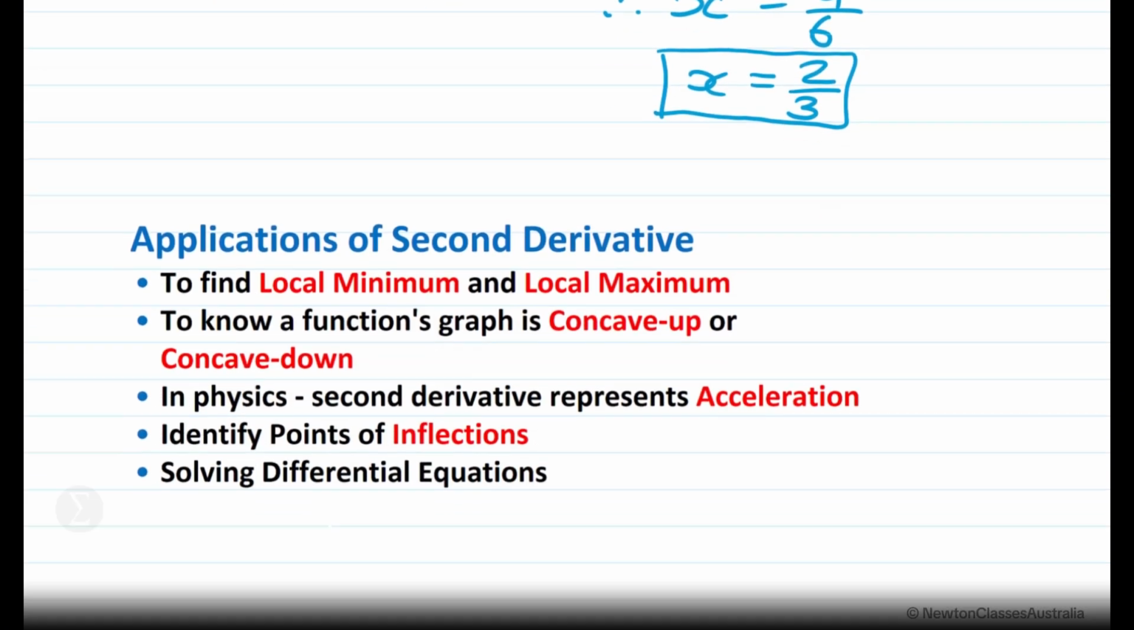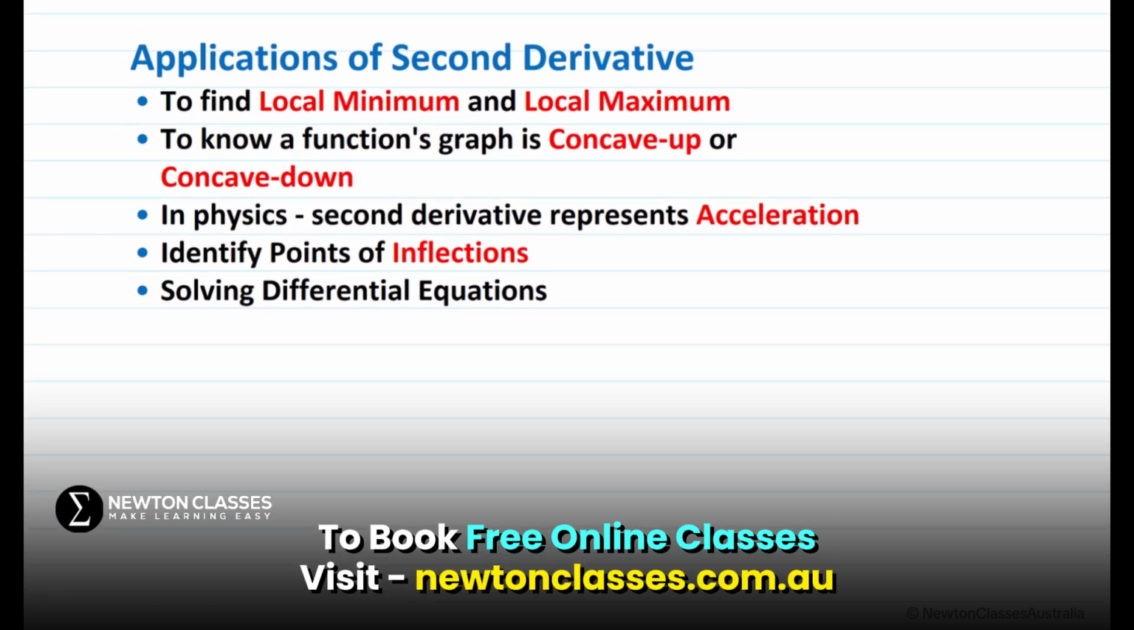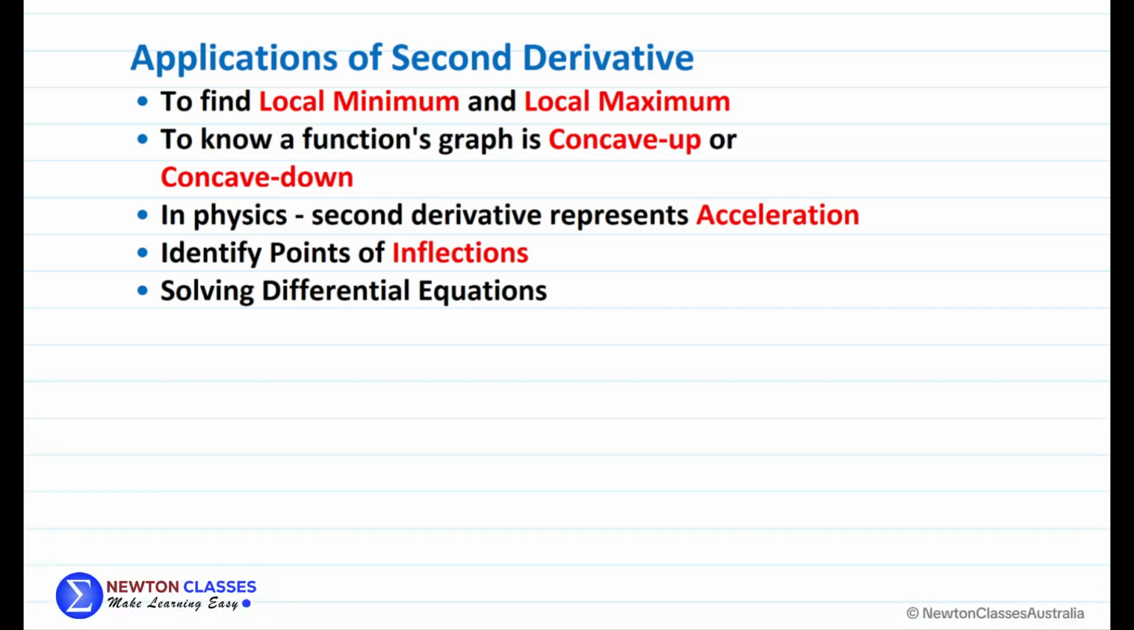Now, the second derivative can be used in various applications in maths as well as in physics. The most common application of the second derivative is to find the local minima and local maxima of graphs of some functions. A lot of the time you want to know whether the graph is up or down. We call them concave up and concave down.